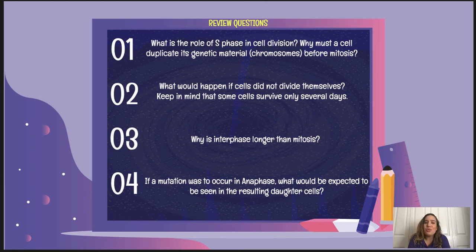Here are some questions for you. 1. What is the role of S phase in cell division? Why must a cell duplicate its genetic material, or chromosomes, before mitosis? 2. What would happen if cells did not divide themselves? Keep in mind that some cells survive only several days. 3. Why is interphase longer than mitosis? What do you think? And 4. If a mutation was to occur in anaphase, what would be expected to be seen in the resulting daughter cells?